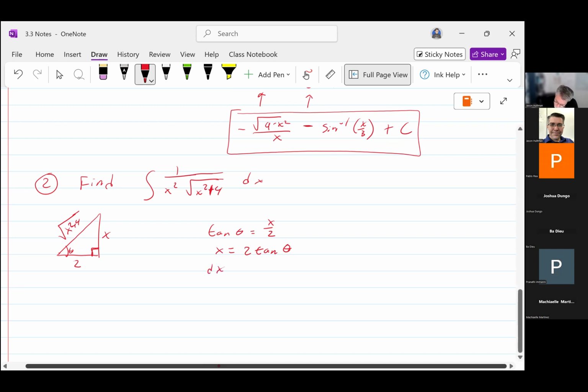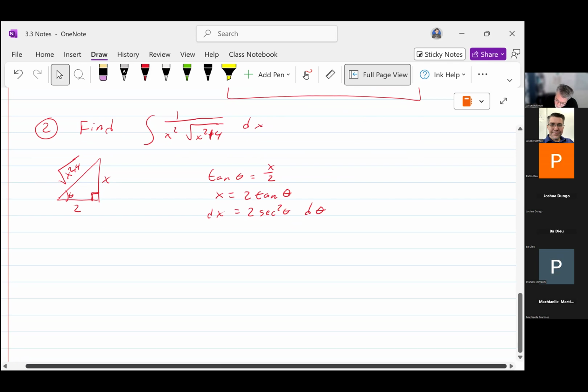Okay, so when I take the derivative, dx, I get 2 secant squared theta d theta. Okay, so now I can plug in for my substitution. x squared, that's going to be 2 tangent theta squared times the square root of 2 tangent theta squared plus 4. Okay, times dx. But what was dx? It was 2 secant squared theta d theta.